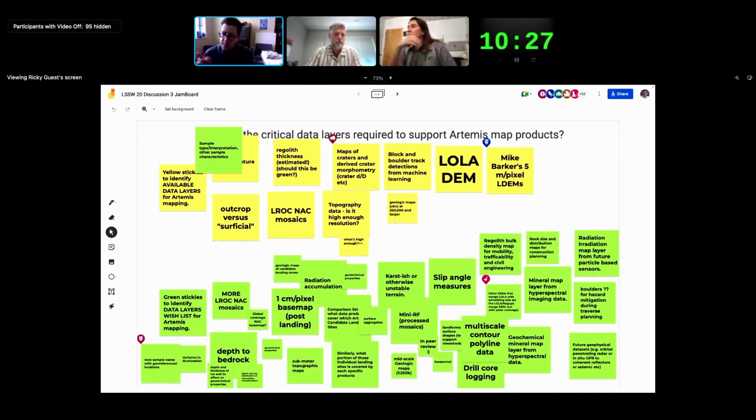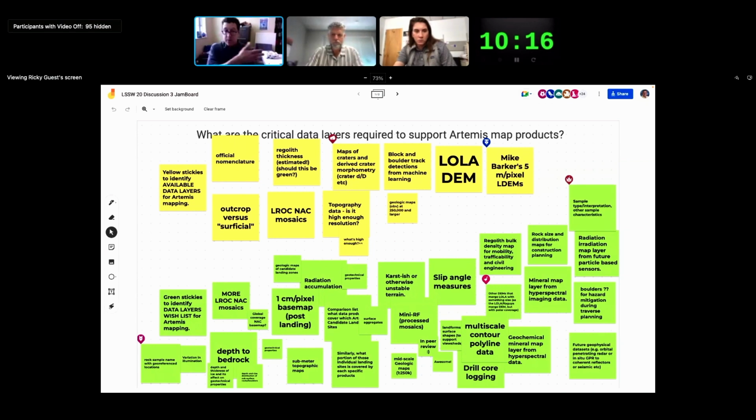There was a comment in the earlier session that the title of my talk said geologic maps, but it should be more inclusive. As we heard yesterday, people talked about tactical maps and resource utilization maps. The need for intermediate scale mapping is not just geologic. That's a component of it, but there are many other things you need: boulders, slip angle measurements.